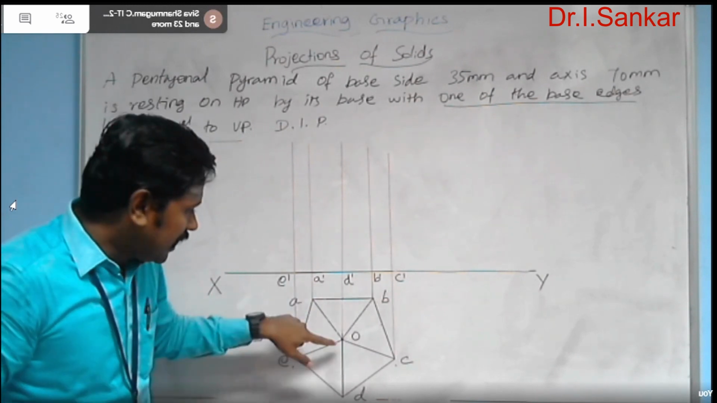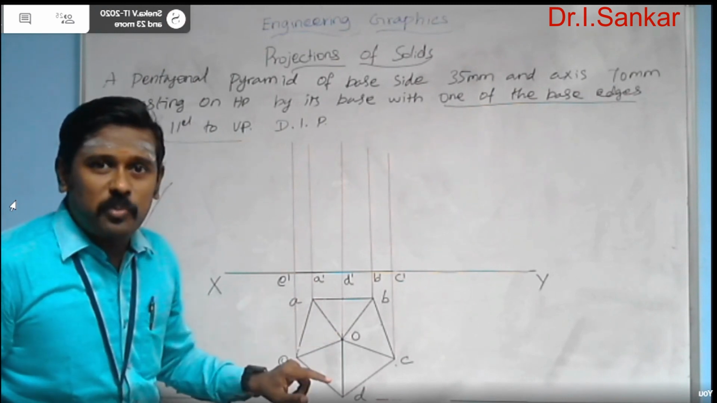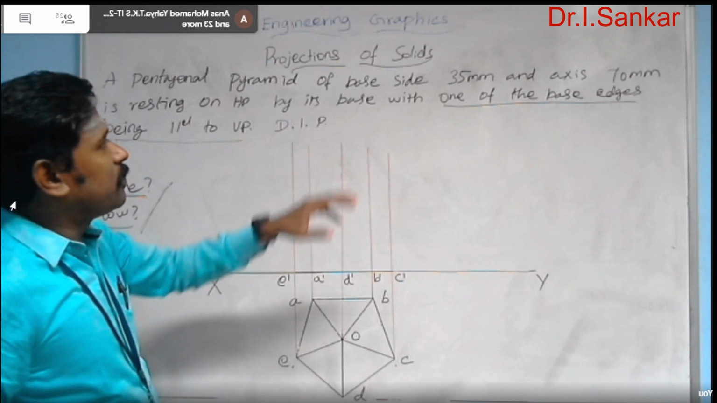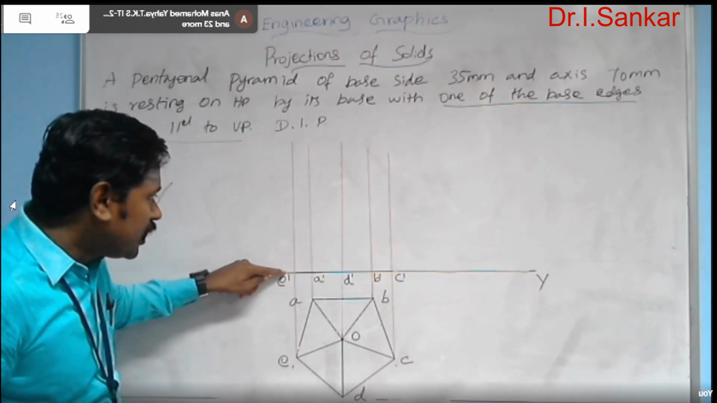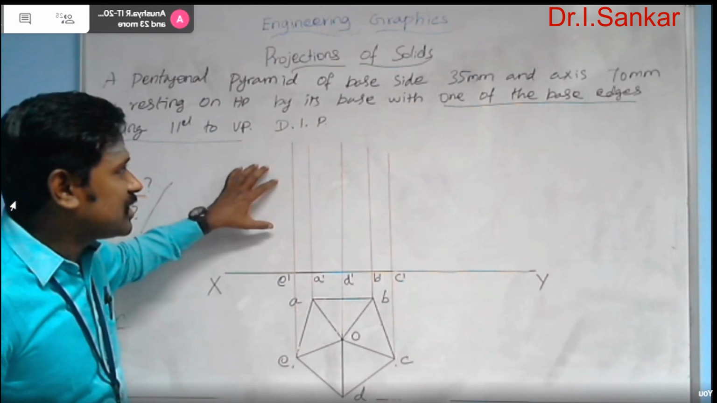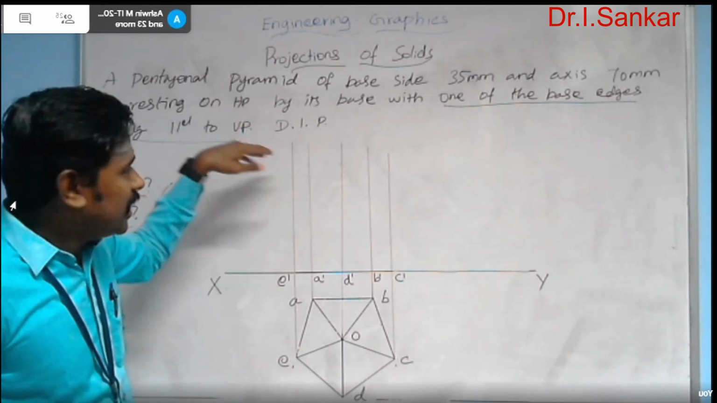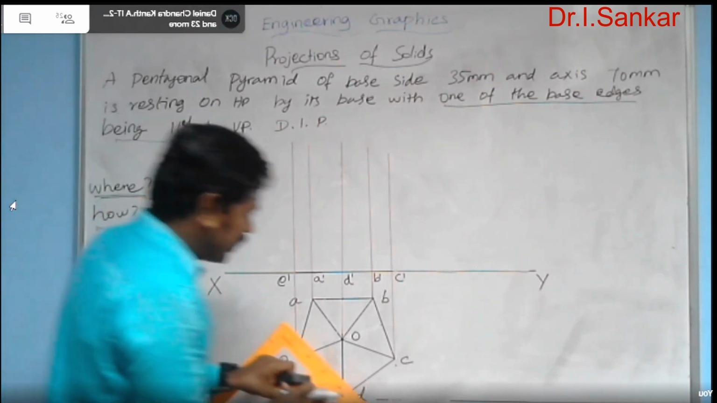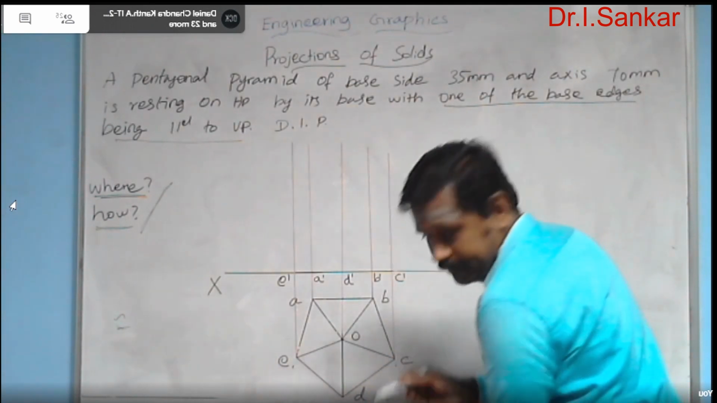And one more point here: where to mark the O? O is nothing but the apex point, which is at the top of your pentagonal pyramid. The height of the pentagonal pyramid given here is 70 mm. So from the base, you have to measure a 70 mm distance in the height direction, and then you need to mark the apex point. Before that, it is better to mark the dimension for this pentagonal pyramid here.